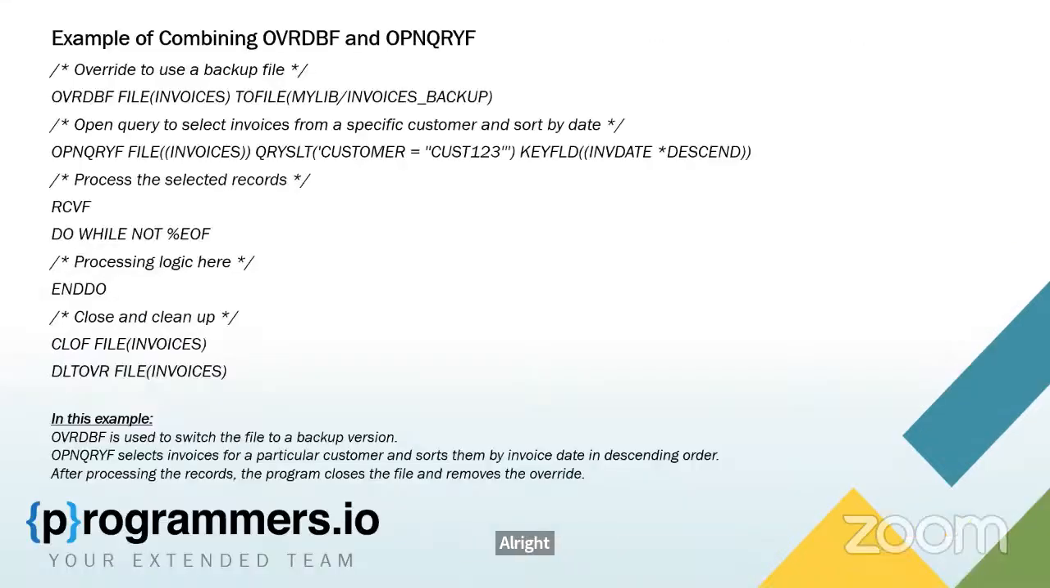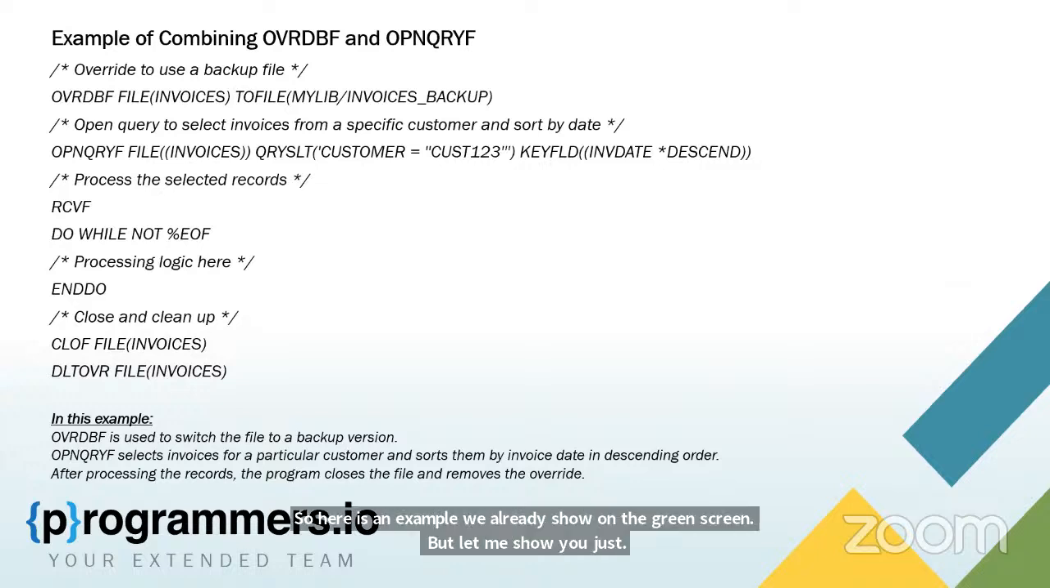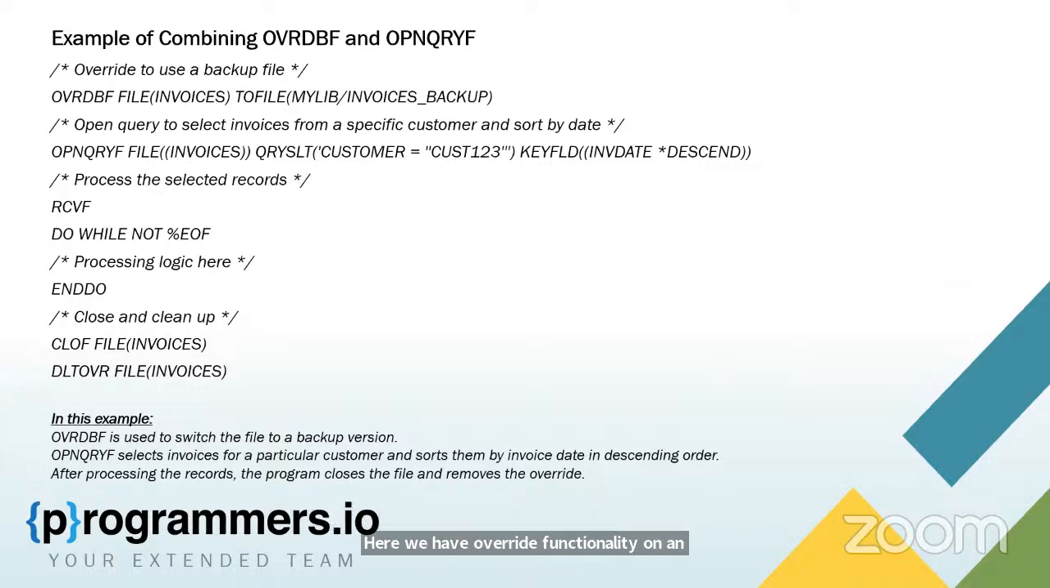Right, so here is an example we already showed on the green screen, but let me show you just here. We have override functionality on an invoices file. After that, we are doing some query selection. So we are selecting those customers which have customer 1, 2, 3, and we are sorting it on the invoice state in the descending order. After that, we have the receive file to receive it until the end of this file, and all the records will be fetched line by line. After that, we will close this file and delete the override functionality.